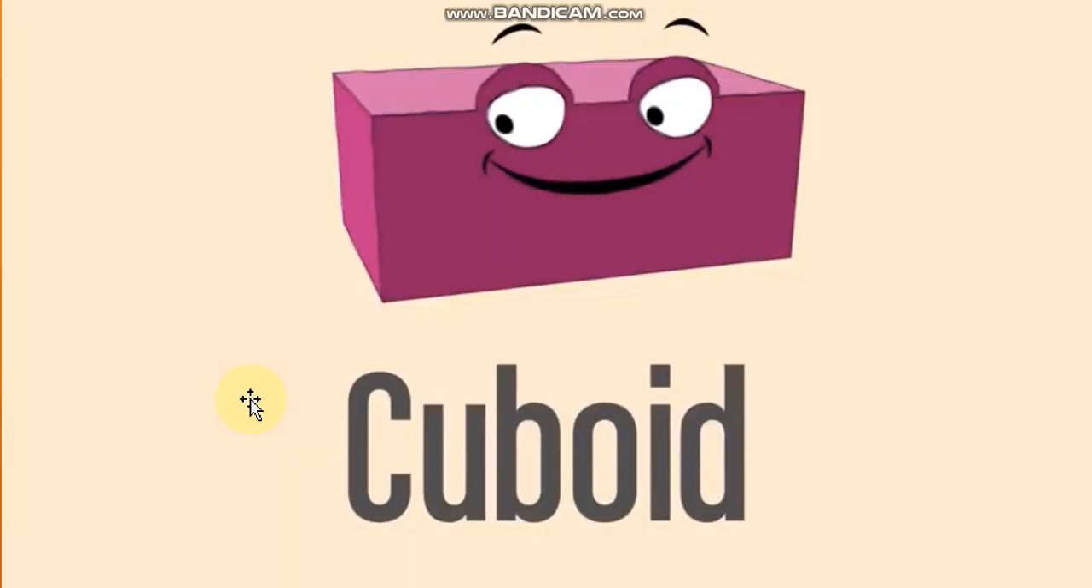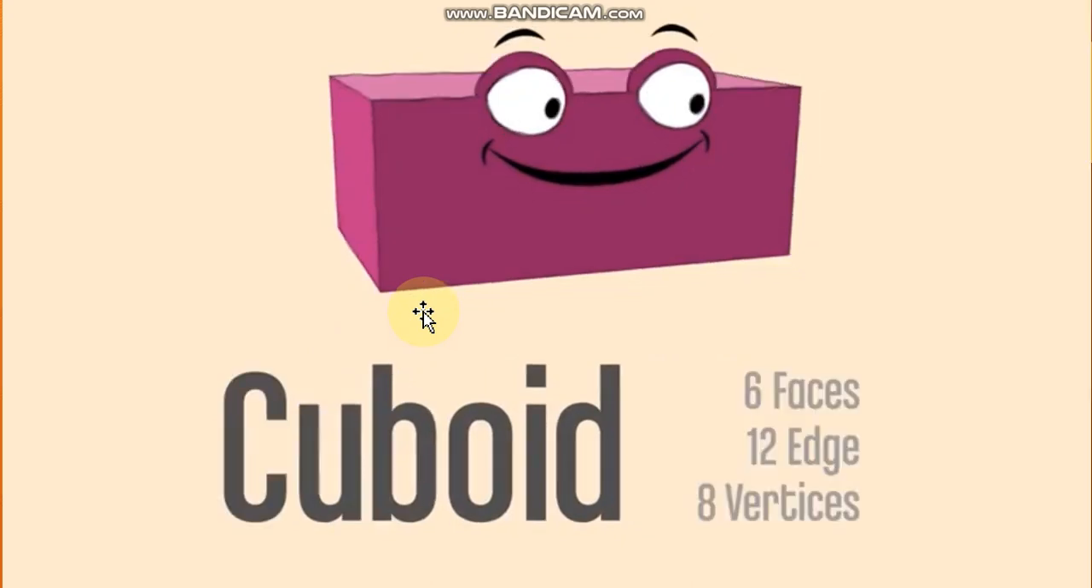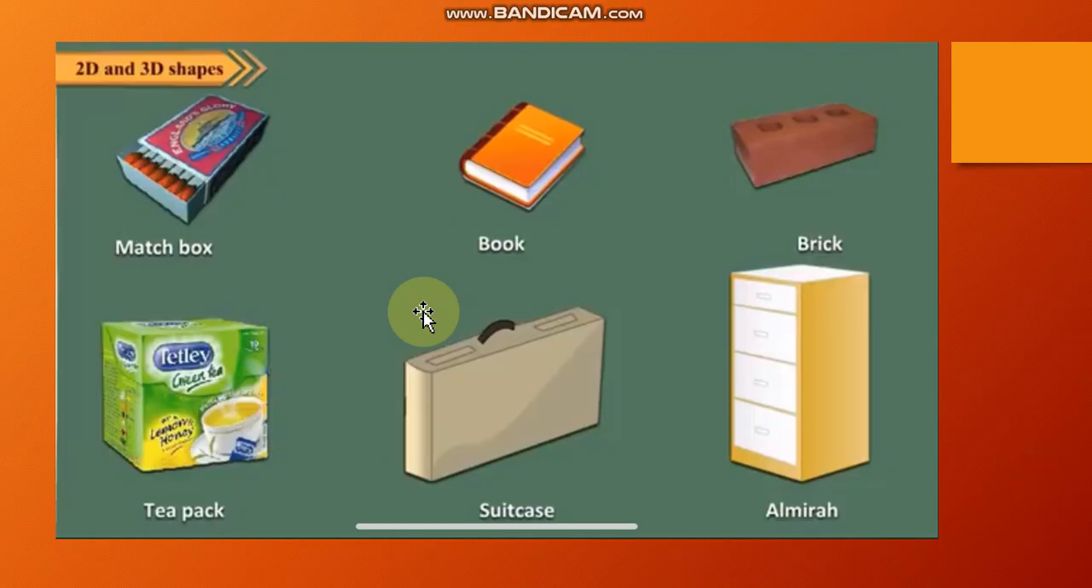Let's have a look at the next shape. This is a cuboid. What is the cuboid saying? It is saying, I have 6 faces, 12 edges and 0 vertices. These are the examples of a cuboid: a matchbox, book, brick, tea pack, suitcase and almirah. You can find all these objects at your home.